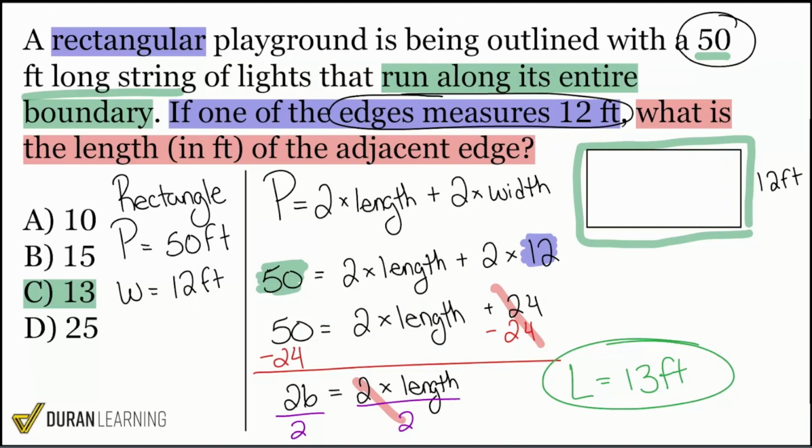Just to recap here before I move forward, the problem here was we wanted to find the missing side of a rectangle. We had the width. We were looking for the length. The biggest piece of this problem, in this green highlight, was interpreting whether this 50 was the area or the perimeter. When we read the green highlight, it says this string of lights runs along the entire boundary or the entire border. That is your tell.